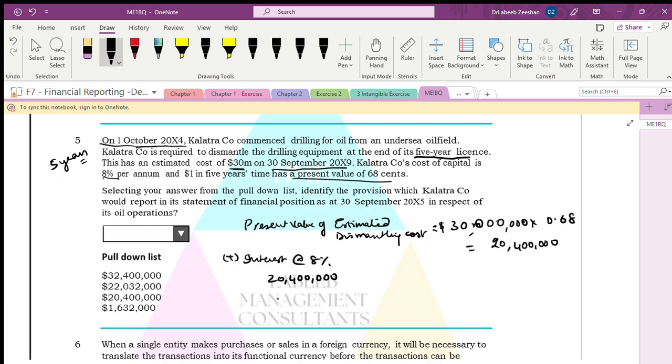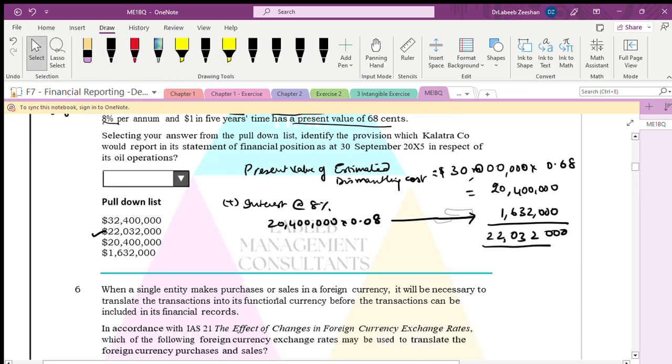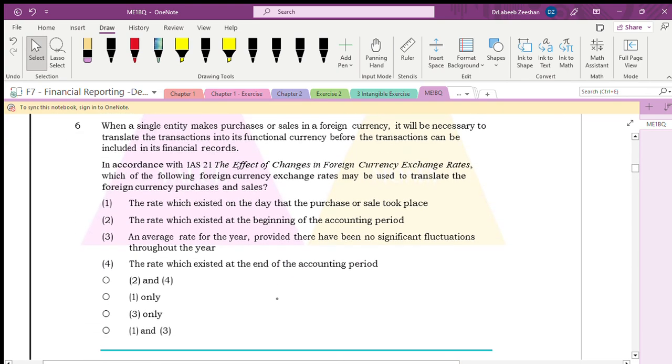20,400,000 times 0.08 comes to 1,632,000. Simple. You have to calculate the present value, and on the present value, you have to calculate the interest. Automatically, it will be reflected. Fine. Next.